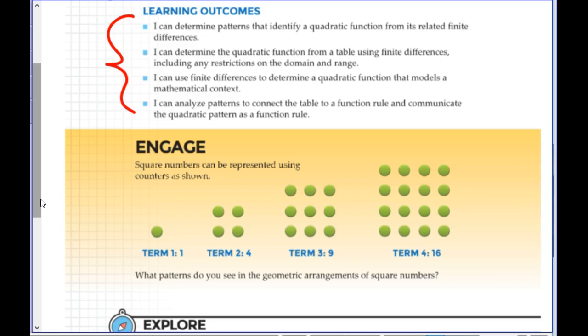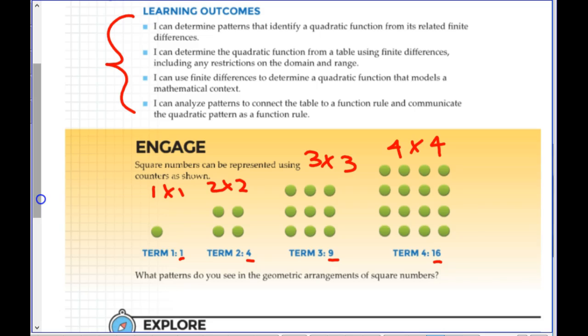So if you have one counter, that's a square, meaning it's 1 by 1. If you have 4 counters, that's square because it's 2 by 2. 9 counters, 3 by 3. And then 16 counters is 4 by 4. Okay? So the number 1 is square. The number 4 is square. The number 9 is square. The number 16 is square. That makes sense? You can make a square out of them with counters, right?